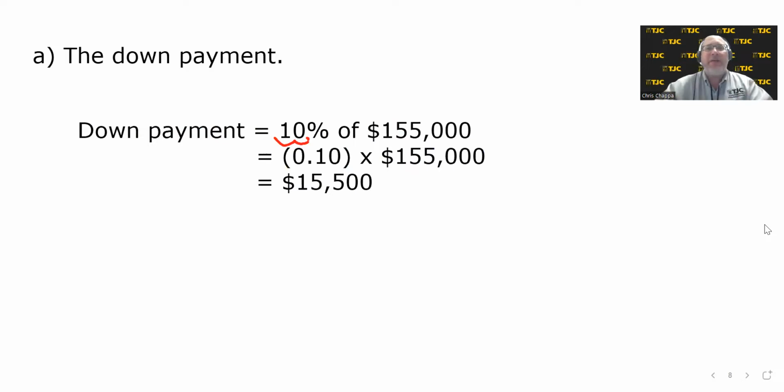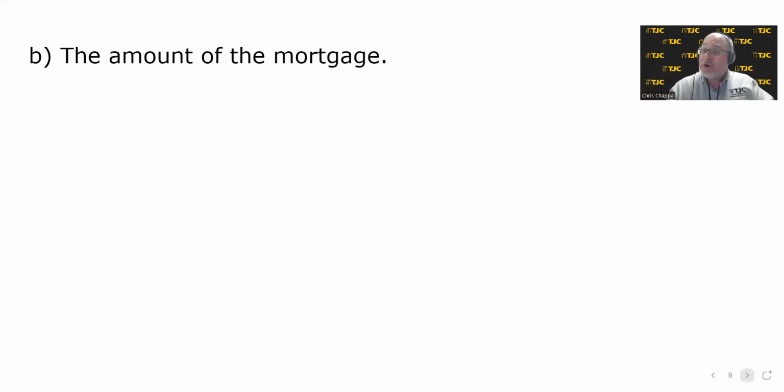Some people wait a long time to buy a house because they have to save up for the down payment. This is a very common thing. You can get mortgages with 0 down payment, but you usually have to pay a higher interest rate or a longer term. All right, so we're going to start buying this house by first writing a check for $15,500. So what's the amount of the mortgage?